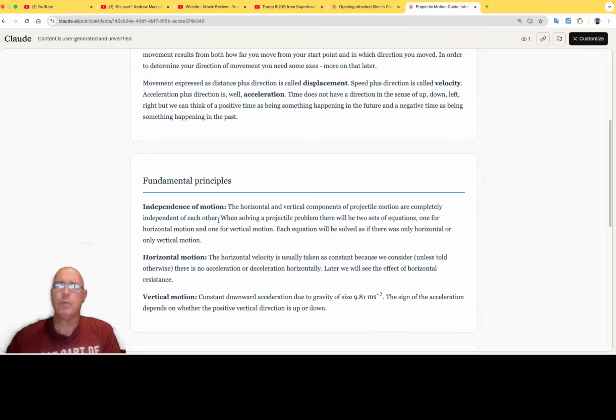What's also important is that the horizontal motion has a constant velocity, and the vertical motion has an acceleration always down towards the centre of the Earth due to gravity.